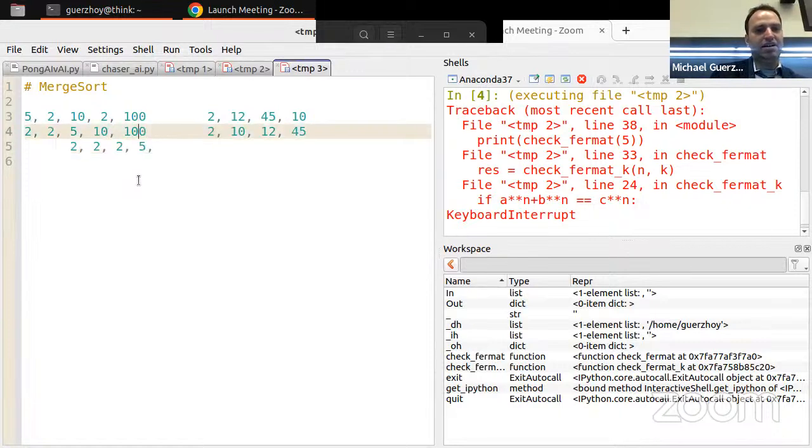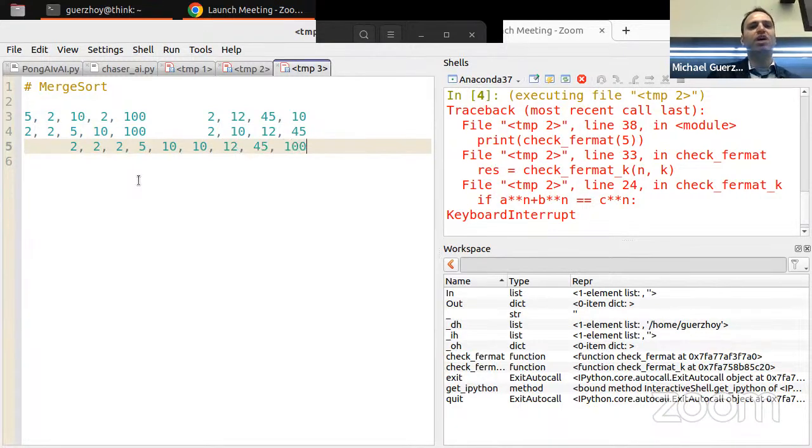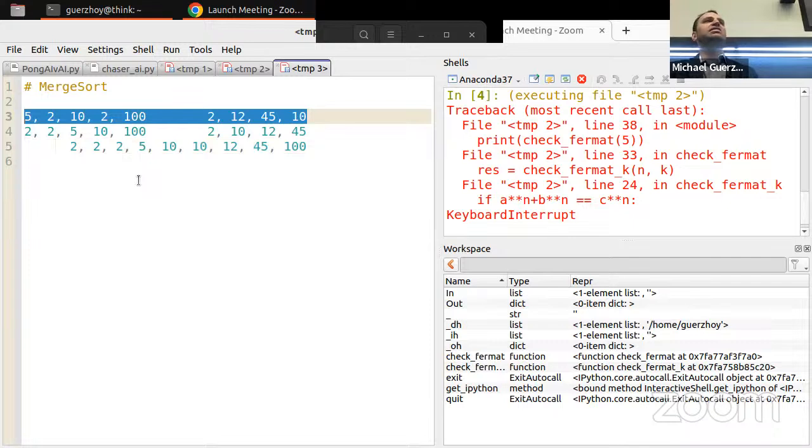And then I have a 10 here and I have a 10 here. So they both are going to go here. And then it's going to be the 12 and then 45 and then 100. And you can kind of see that I did it by hand. It was clearly possible to do, even though if you look at the entire list, it would be kind of annoying to sort.